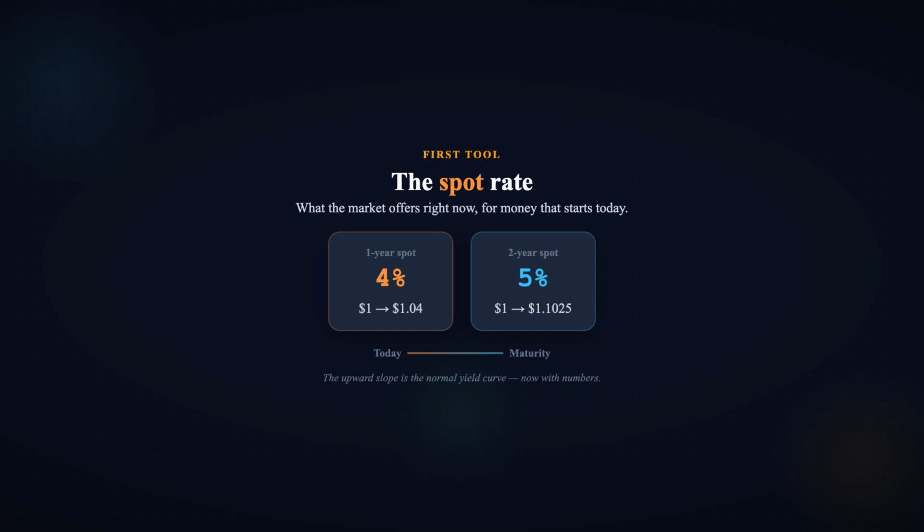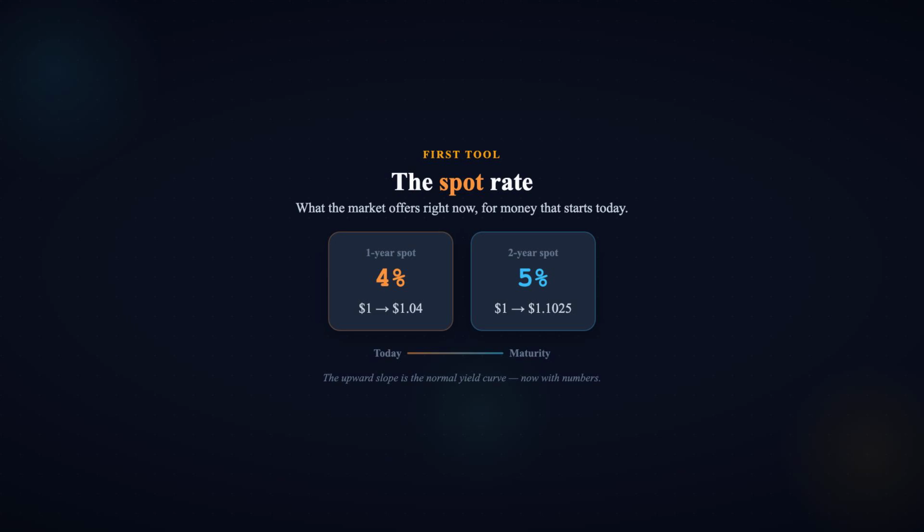Now, here is an example with 2 spot rates, both observable today. The 1-year spot rate is 4%. That means if you invest $1 today, the market promises you $1.04 in exactly 1 year. The 2-year spot rate is 5% per year. That means if you invest $1 today, the market promises you $1 times 1.05 squared in exactly 2 years. That comes to about $1.10.